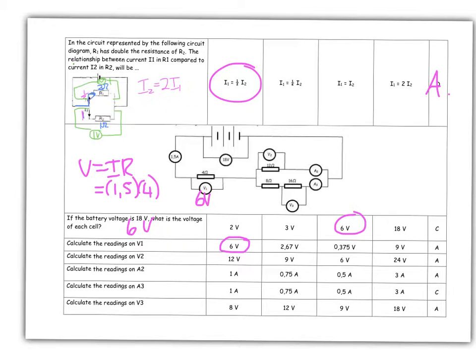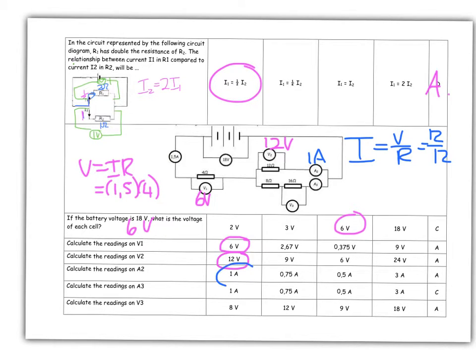Calculate the reading on V2. 6 volts got spent at dinner, so I left home with 18 Rand, 6 Rand got spent at dinner. I've therefore got 12 Rand left to spend at V2. Calculate the reading on ammeter number 2. Ammeter number 2 is going through this branch over here, so I is equal to V divided by R, which is going to be equal to 12 divided by 12, and therefore I'll end up with 1 amp over here.